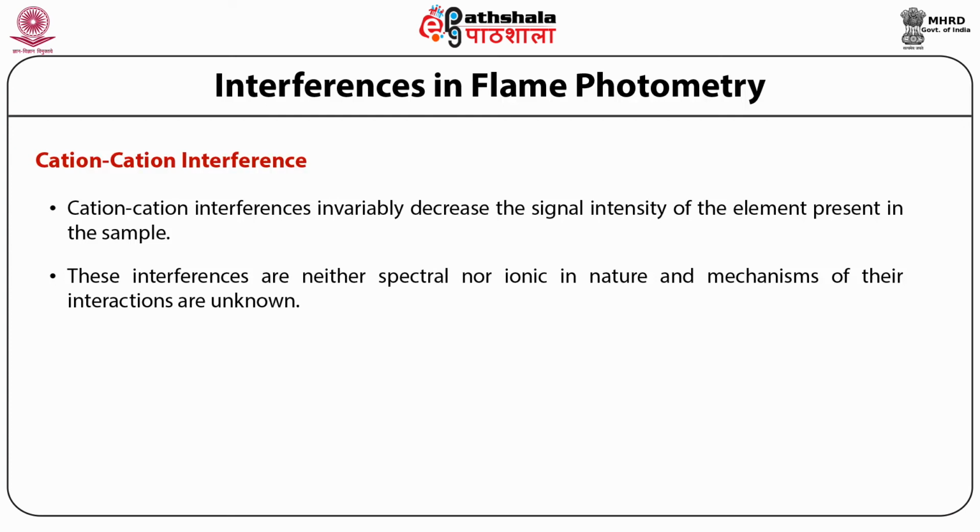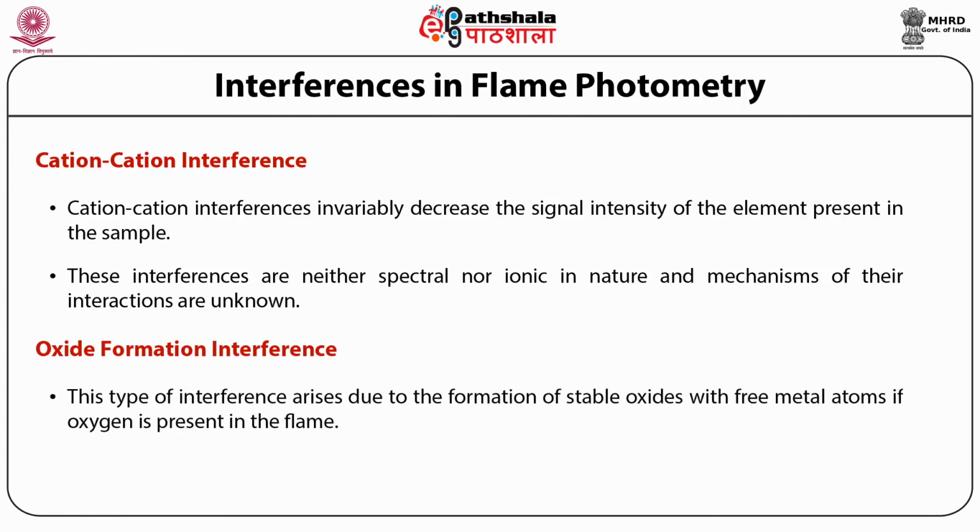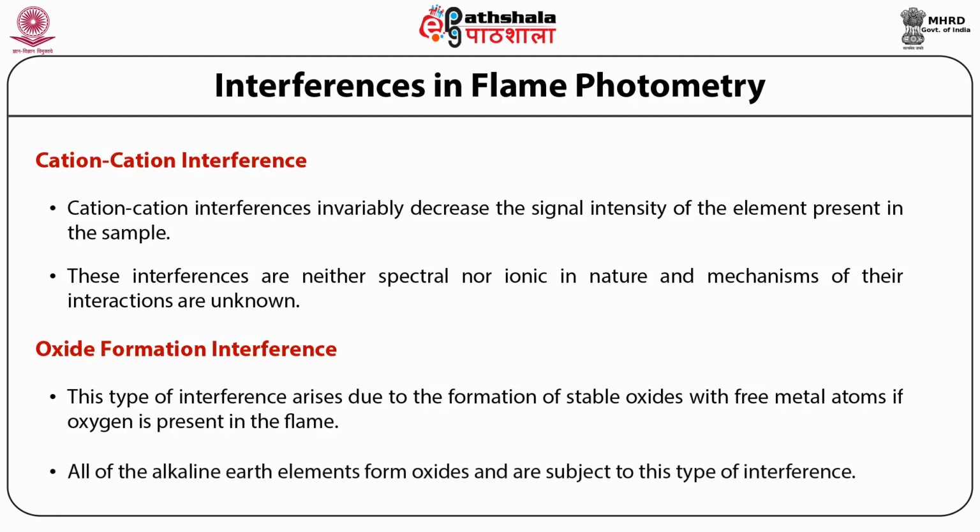Now the next is the oxide formation interference. This type of interference arises due to the formation of stable oxides with free metal atoms if oxygen is present in the flame. Thus, the emission intensity is lowered because a large percentage of the free metal atoms have been removed from the flame. All the alkaline earth elements form oxides and are subjected to this type of interference.